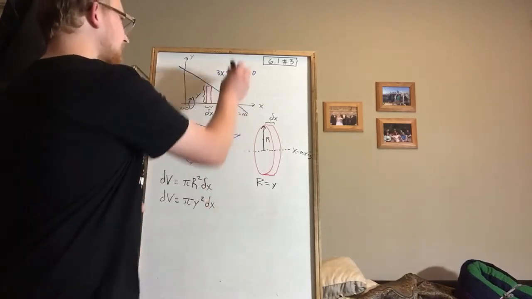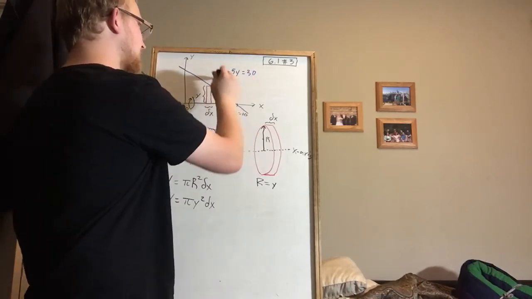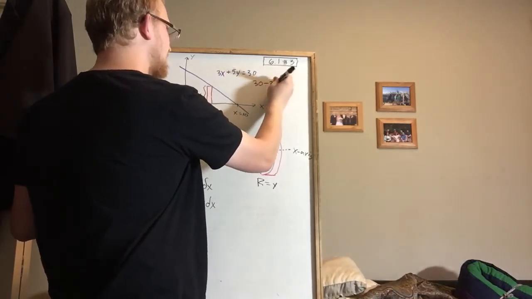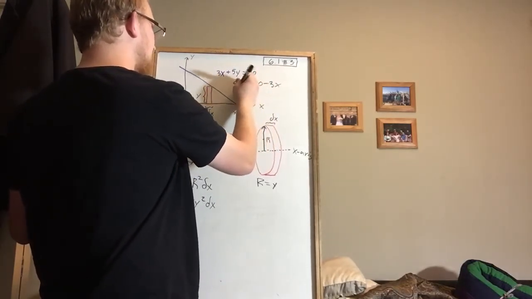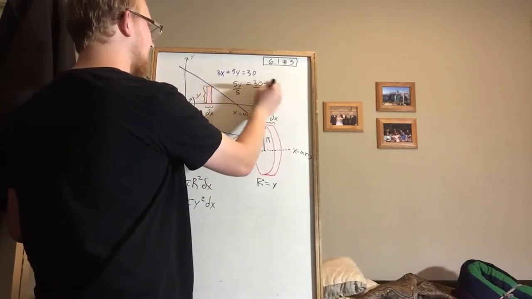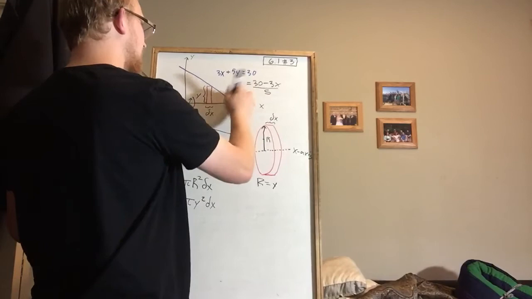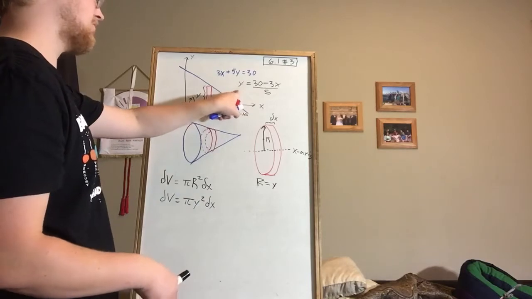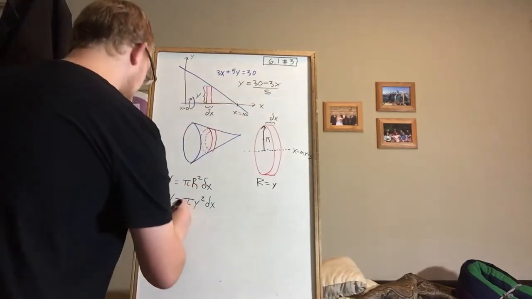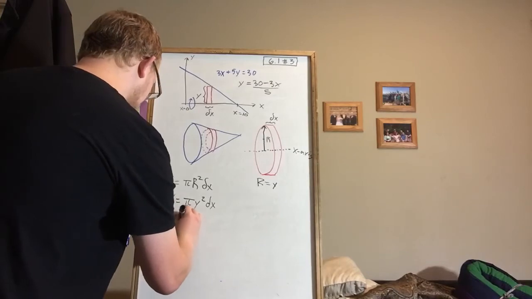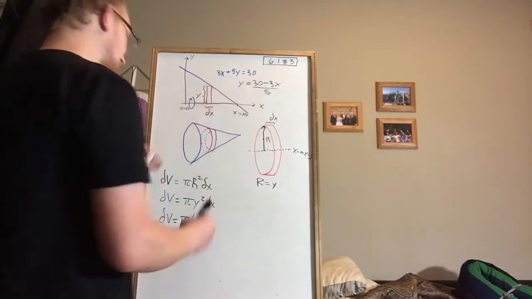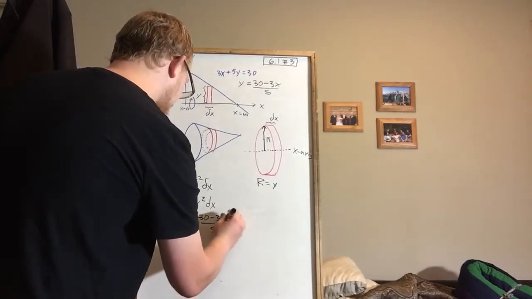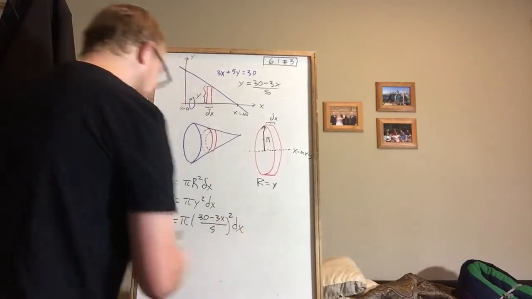Well, we're given the equation here, 3x plus 5y equals 30. So if we wanted to solve for y, we could subtract 3x over, minus 3x equals 5y, and then we could divide both sides by 5 and get that y equals (30 minus 3x) over 5. So we can now do a substitution for this in place of y down here. So we have dV equals pi times this expression in terms of x that's equivalent to y, (30 minus 3x) over 5, squared, with respect to x.